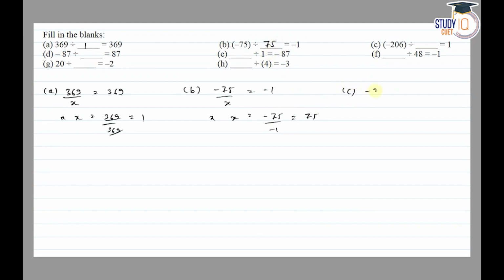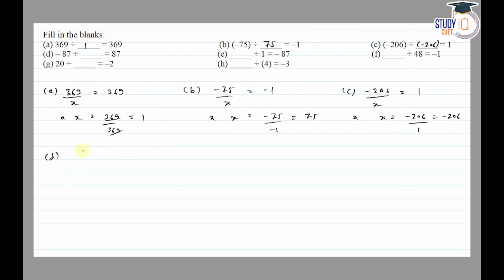In C, -206 divided by x is equal to 1. So by cross multiplication, x goes here, 1 comes here. So x is equal to -206 divided by 1 is equal to -206. So here will go -206.